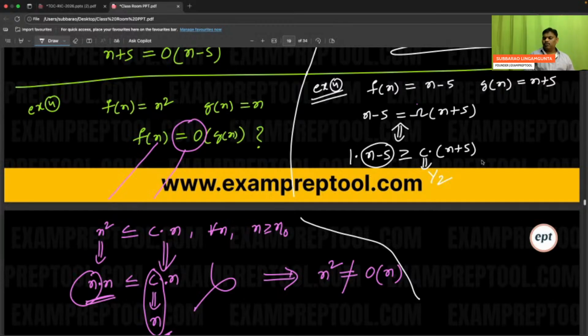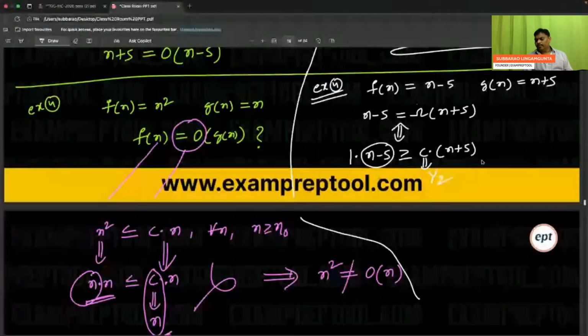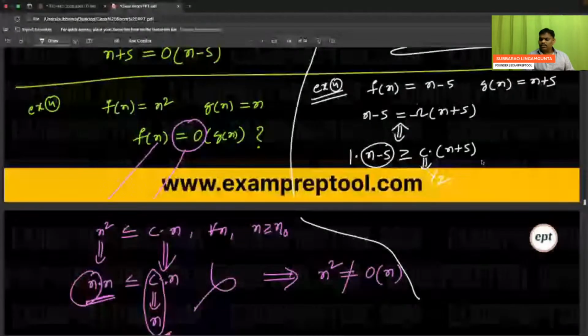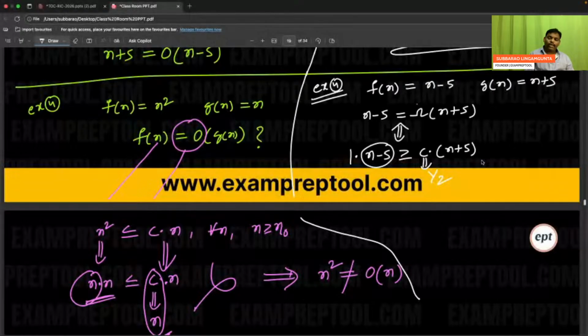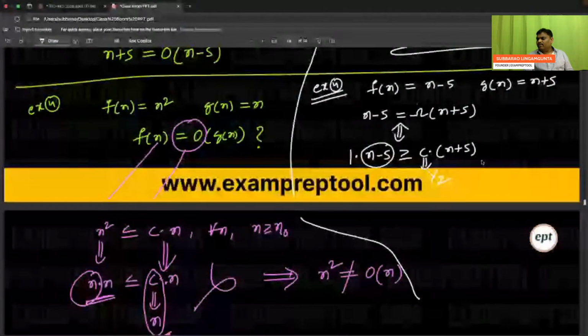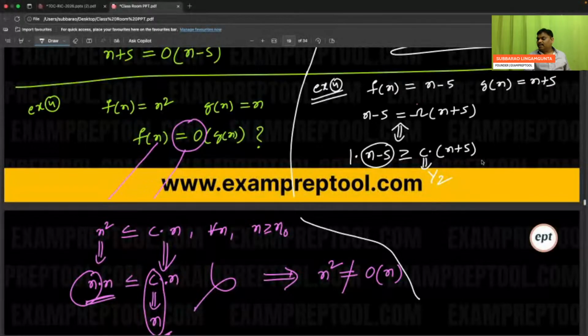Now if you observe clearly, the left is 1 into n minus 5, and the right is n by 2 plus 5 by 2, because the c value is 1 by 2. So the right is roughly n by 2 and the left is roughly n. Suppose n is 1 lakh, the right side is 1 lakh by 2, 50,000. There is a big difference. So c value 1 by 2 is working.